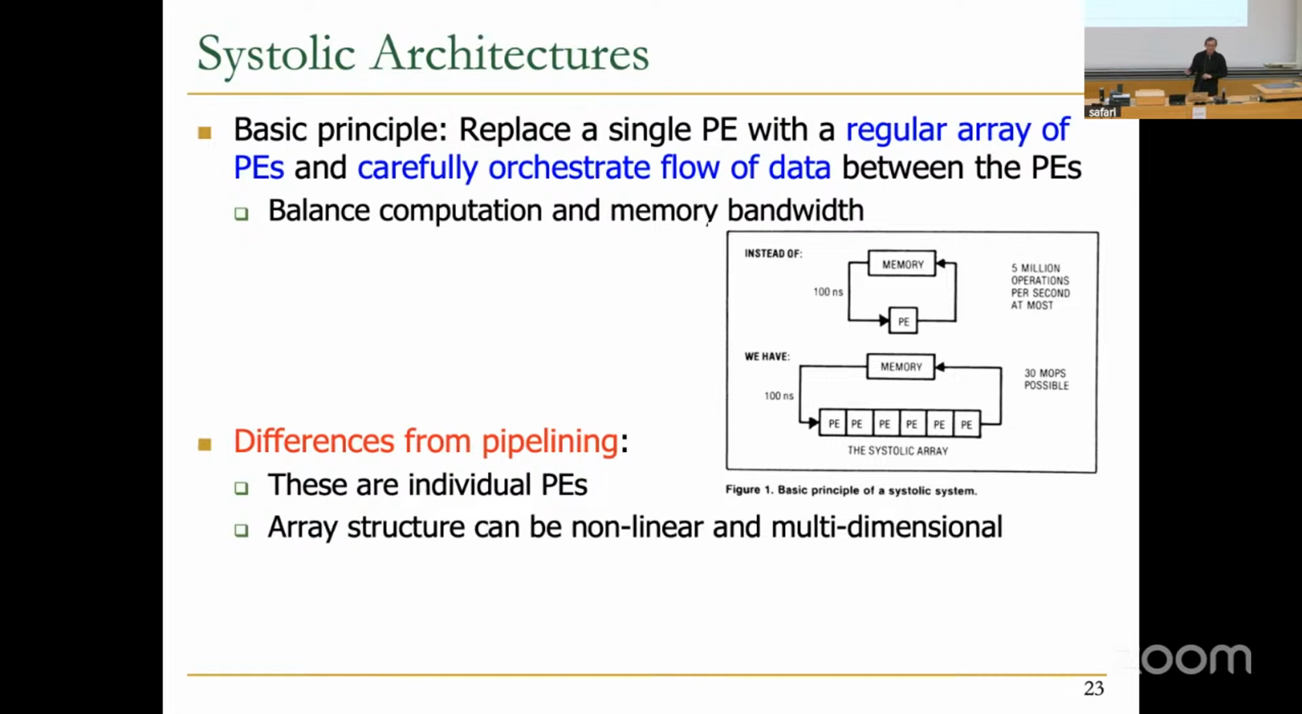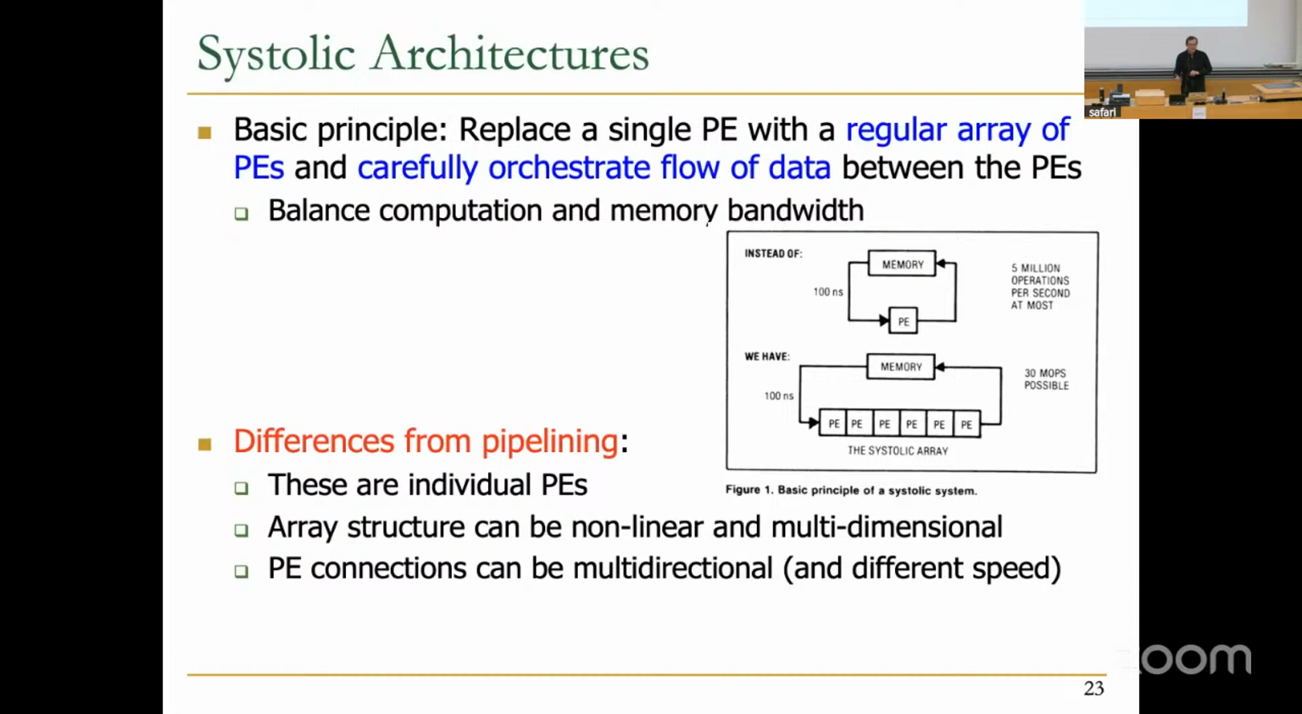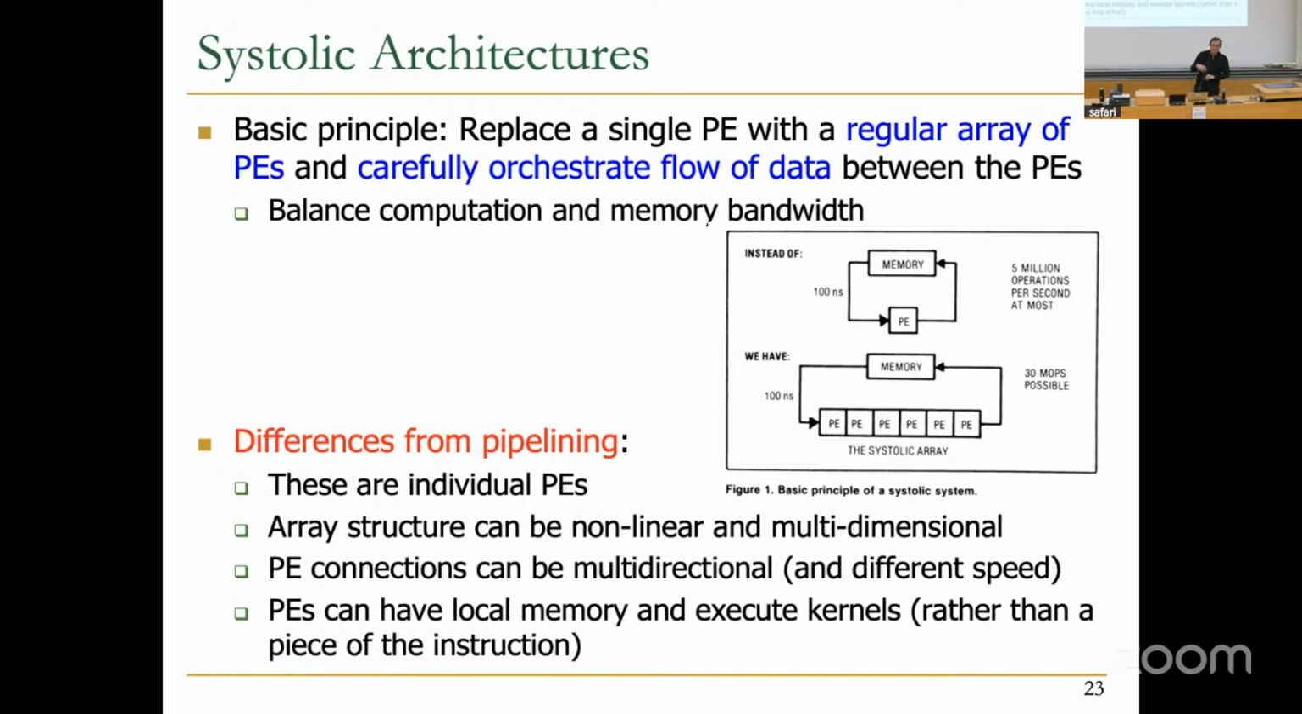An array structure can also be nonlinear and multidimensional. It doesn't have to be linear like this. You could have actually a two-dimensional array. Processing element connections can be multidirectional, different speeds. So now it doesn't look like pipelining anymore, clearly. And processing elements can have local memory and execute kernels. So each processing element can be executing multiple instructions, for example. We're going to start very simple. We're not going to do that yet.